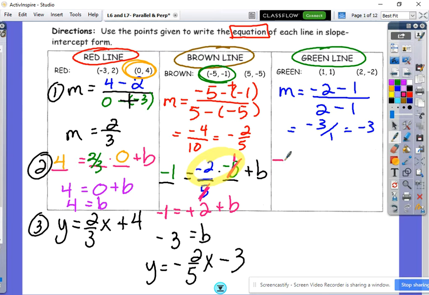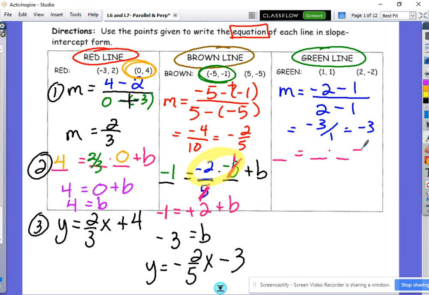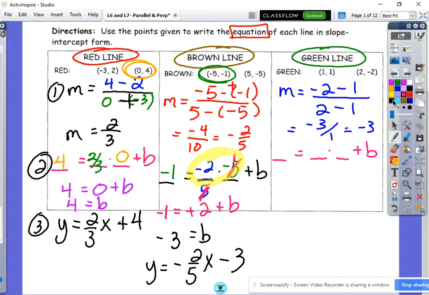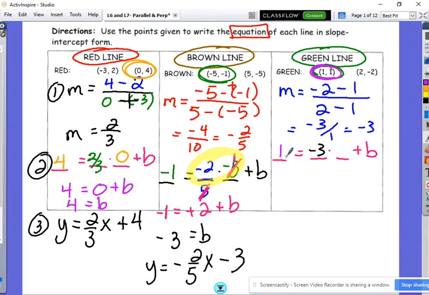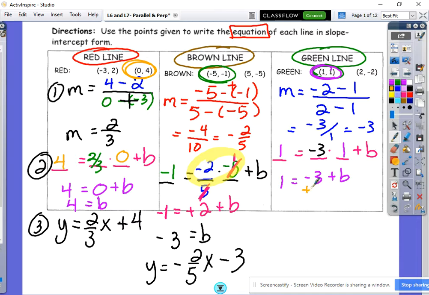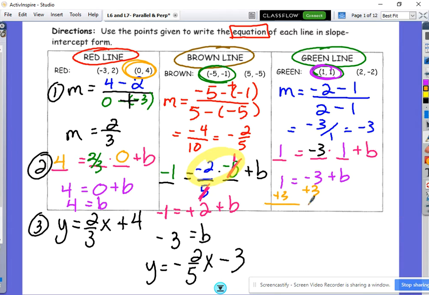Find that b value, so blank equals blank times blank plus b. Start plugging in our values. That's negative 3 right there. I'm going to choose the point 1, 1. Plug those in, 1, 1. That gives us 1 equals negative 3 plus b. Now we're going to add the 3 over, just like we practiced before. 3's cancel out, b equals 4.